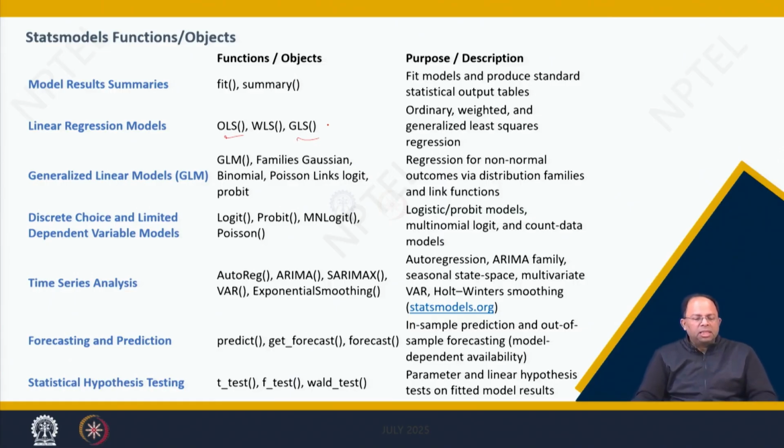Then there are discrete choice and limited dependent variable models such as logit, probit, MNLogit, Poisson, and so on. Logit and probit models are also very important for classification tasks. Then there are time series models: ARIMA, SARIMAX, VAR, AutoReg, exponential smoothing. These are all related to doing time series predictions. Then there are functions for get_forecast and predict. That means once the model is built, we apply that model to do the prediction. This is where these functions come in. And then we do different sorts of tests for each of these models, like t-test, F-test, Wald statistics and so on, and those functions can also be called.